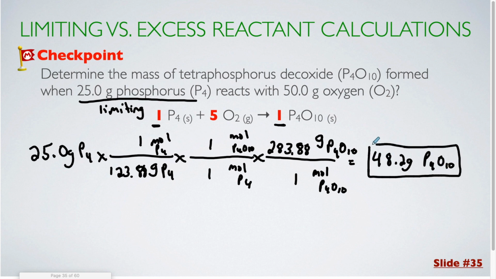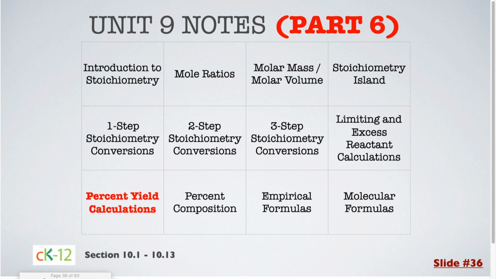So this is the amount of product that we would be able to make if we use up all of our limiting reactant. That concludes part 5 of the Unit 9 notes. In part 6, we are going to cover percent yield calculations.